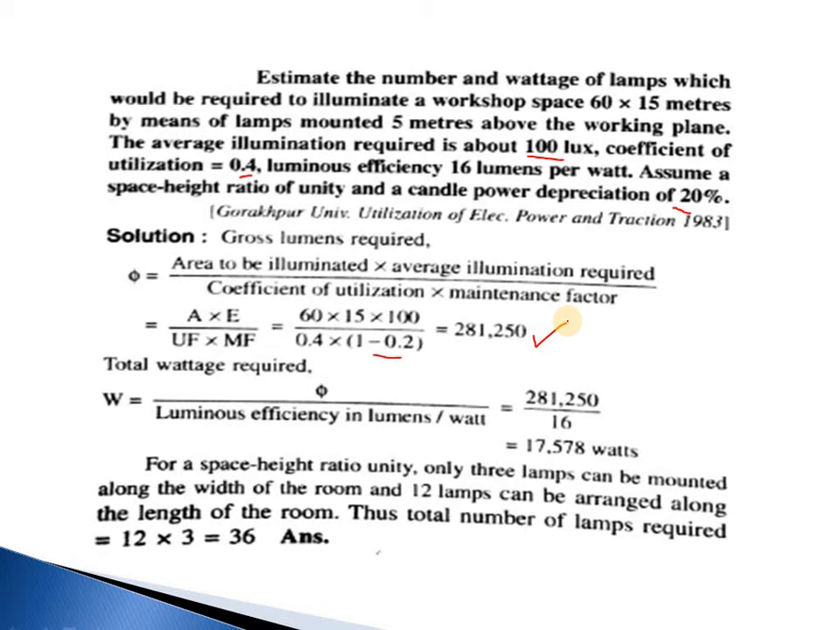In a similar way we will calculate the total wattage, that is the gross lumens requirement divided by the luminous efficiency in lumens per watt. Here our luminous efficiency is given as 16 lumens per watt. So we are getting the wattage requirement as 17,578 watts.